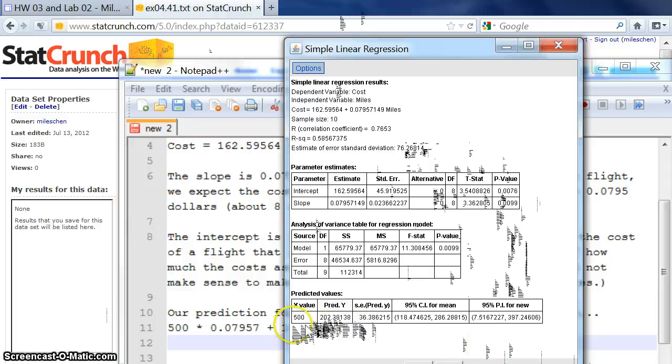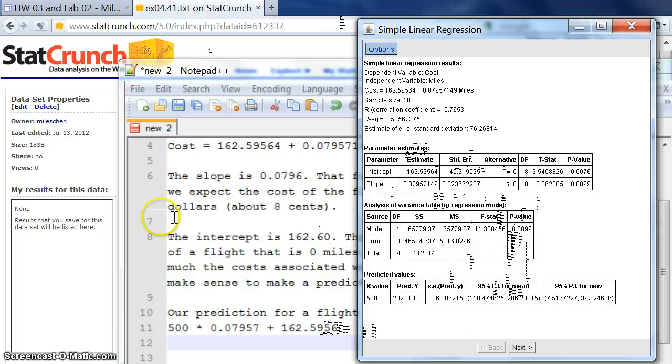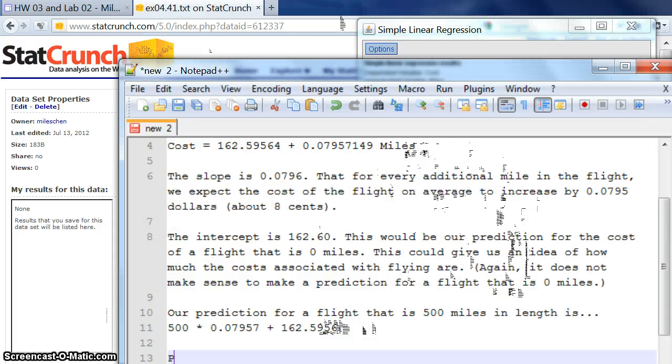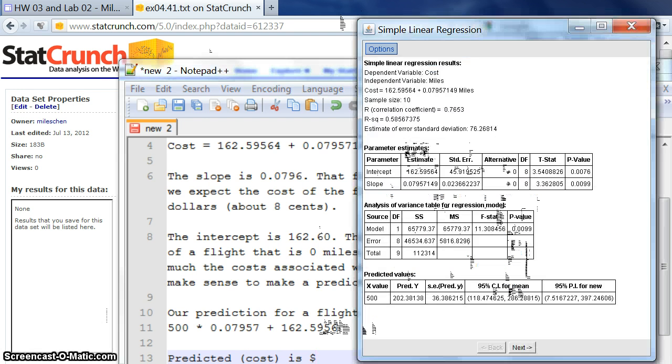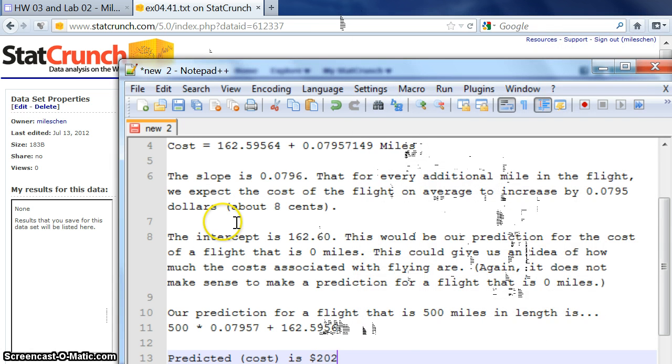So if you did all of the math over here, our predicted y, predicted cost, is going to be $202.38. Okay, that's how much we predict a flight that is 500 miles to be.